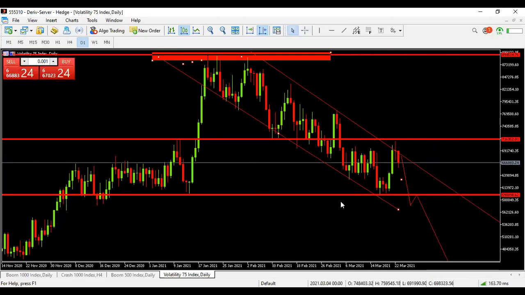Very, very simple way of trading. Is this one not easy to trade, guys? Is it not easy? Are you guys finding it difficult? If you master this style of trading, you won't trade any other style.